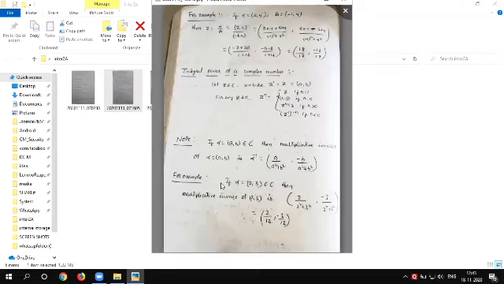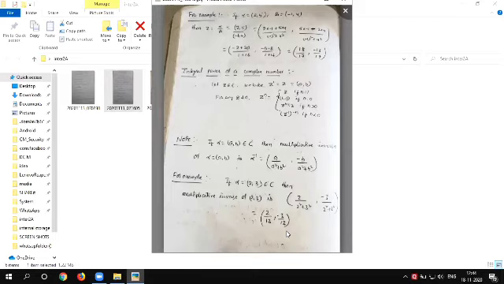Now suppose the given alpha is 2 comma 3, a complex number, and we have to find its multiplicative inverse. Here 2 comma 3 is nothing but a comma b, so a is 2 and b is 3. Substituting, we get 2 by 2 square plus 3 square, comma minus 3 by 2 square plus 3 square. 2 square is 4, 3 square is 9, and 4 plus 9 is 13. Therefore we get 2 by 13 and minus 3 by 13.